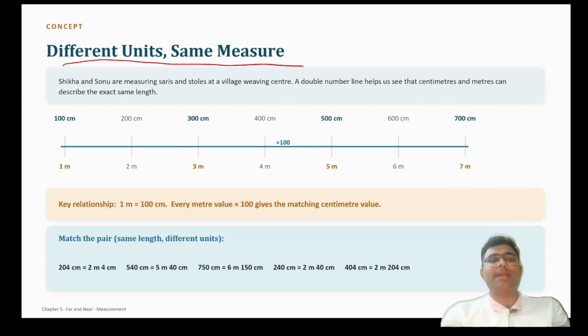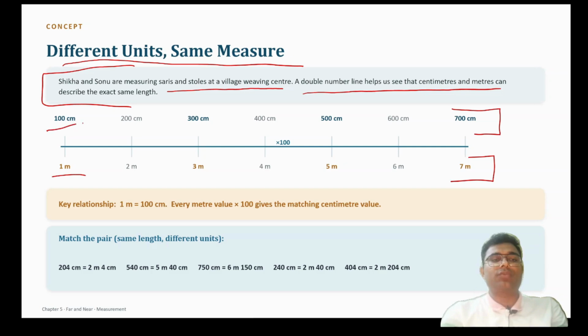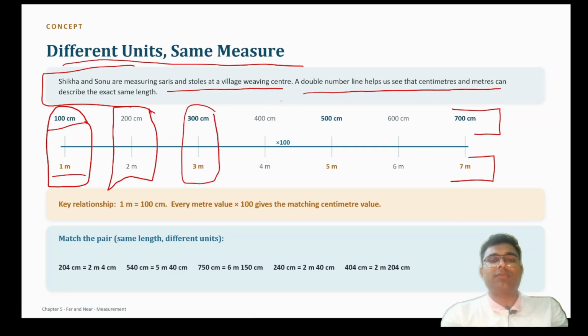Different units, same measure. Shikha and Sonu are measuring saris and stalls at a village weaving center. Double number lines help us see that centimeter and meters can describe the exact same length. For example, you can see here the upper side, the values are given in centimeter, and the lower side it is given in meter, but actually they are the same. For example, 1 meter is equal to 100 centimeter. In the same way, 200 centimeter is equal to 2 meter, 300 centimeter is equal to 3 meter, 400 centimeter is equal to 4 meter.